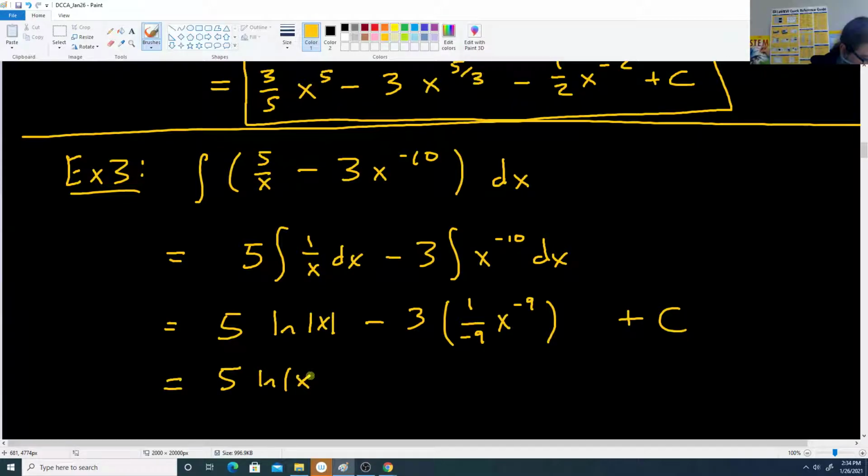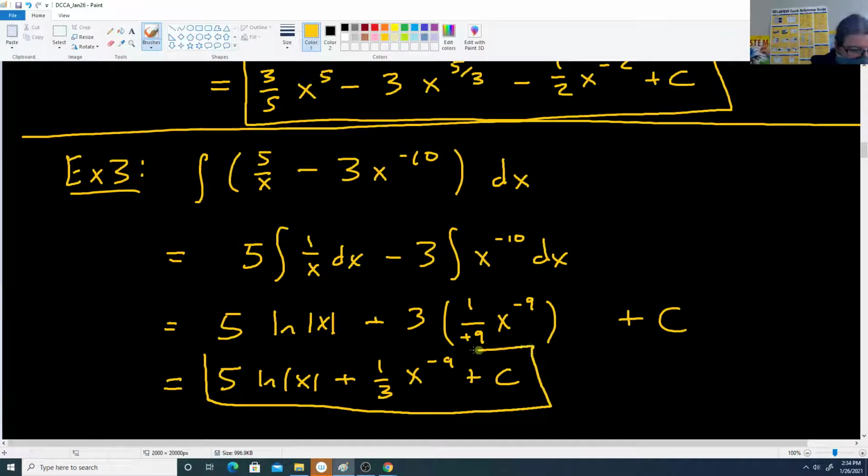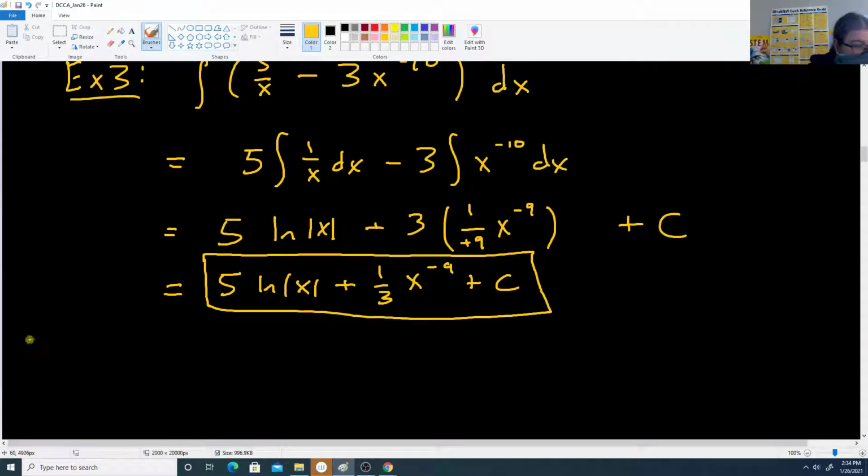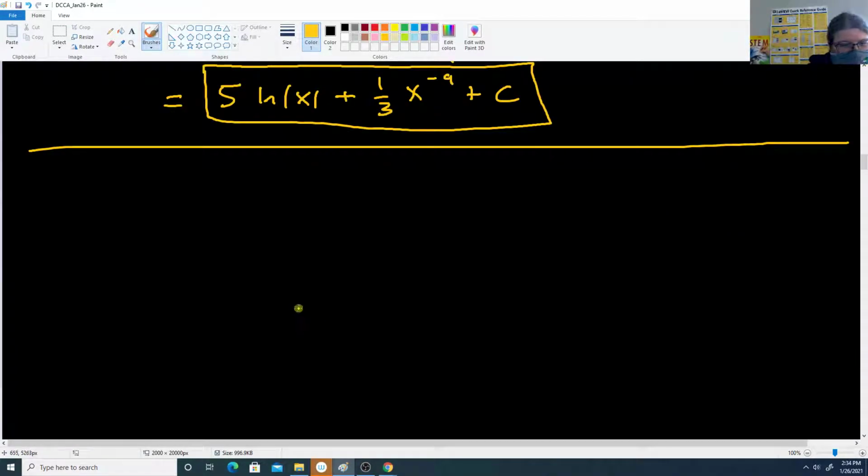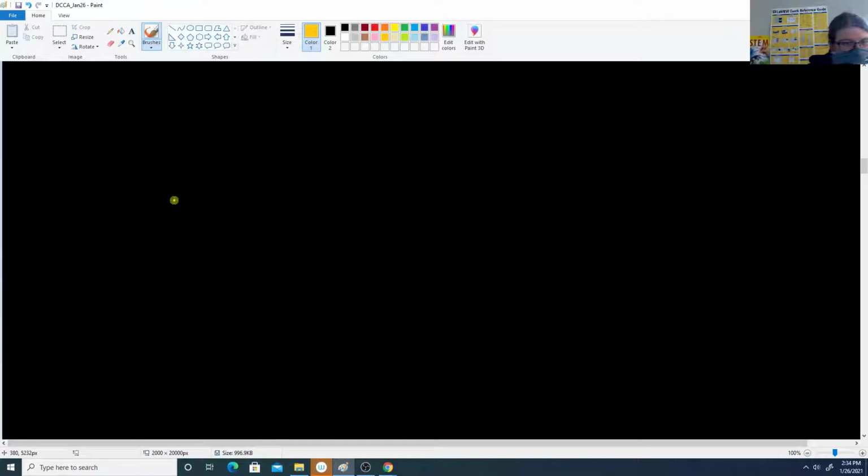So it looks like we get 5 natural log of x, minus, it's going to be plus because minus and negative is positive. That'll be 1/3 x to the -9 plus a constant c. So if I take the derivative of this, it becomes that. Okay. We'll write down some of the trig laws and then we'll kind of pause here for a second.